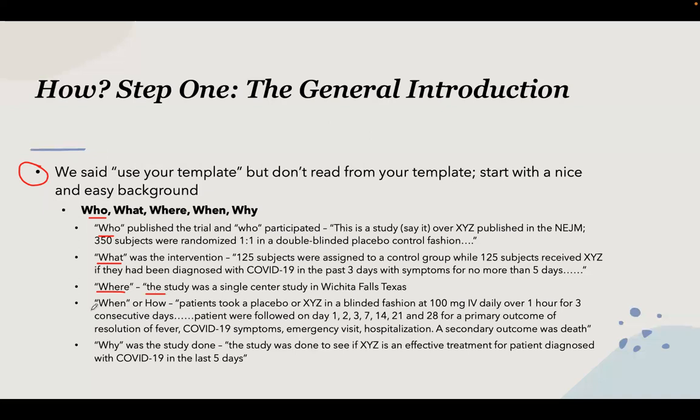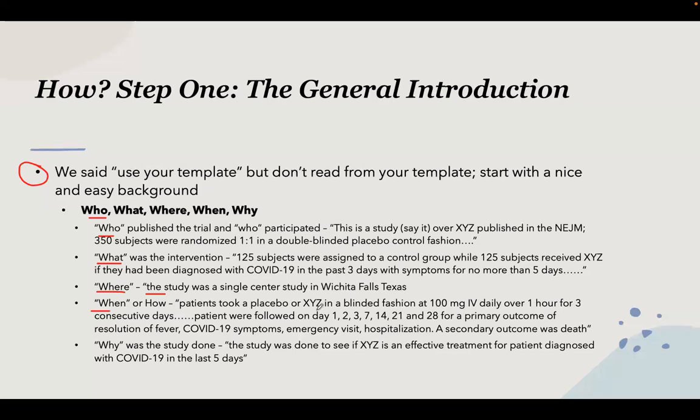So that's important. The when, or how. So how patients took a placebo or drug X, Y, or Z in a blinded fashion at 100 milligrams daily over 1 hour for 3 consecutive days.